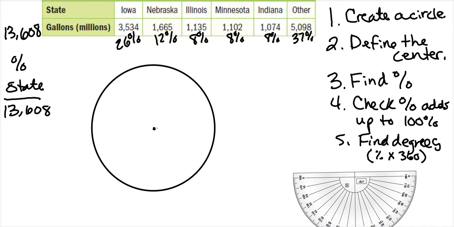All right. Now, after we find the percents, we need to check that the percents add up to 100%. So let's grab our calculators and see if they actually all add up to 100%. So 26 plus 12 plus 8 plus 8 plus 8 plus 37 came out to 99%. So we're off by just 1%, which is okay.